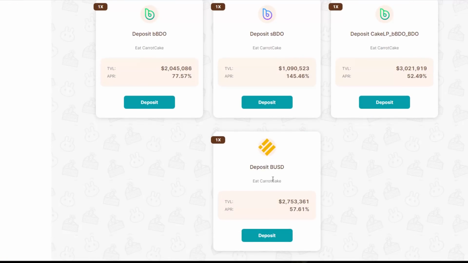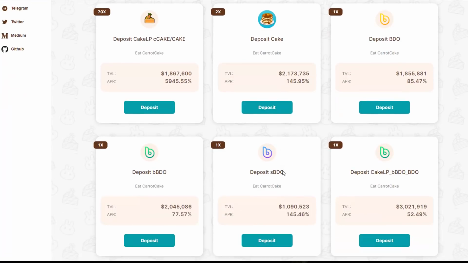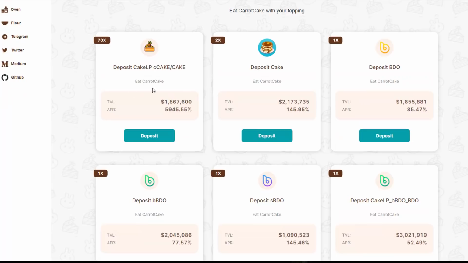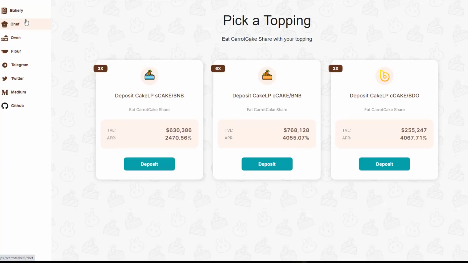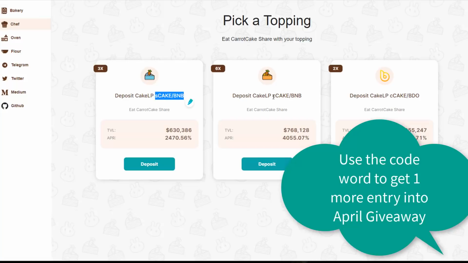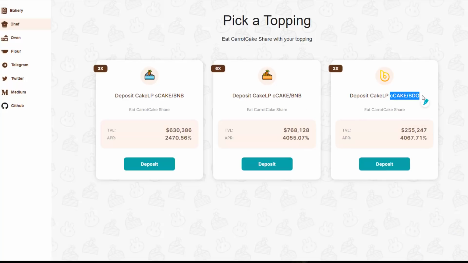As you can see, there's even one down here, the BUSD, and that's giving you 57.61% APR on a stablecoin. So there's options here. I've just chosen this one because it's the highest paying currently. And then if you go to Chef, there's more. You got your different sCAKE BNB, cCAKE BNB, and cCAKE BDO. Again, all different APRs. At the moment, they're very generous.